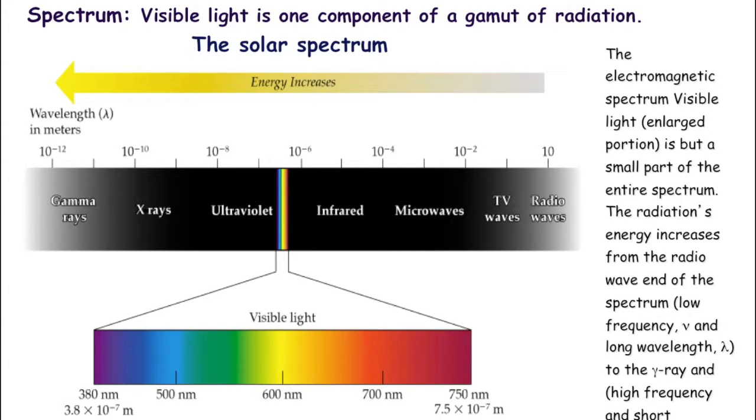So, if we take a look at the electromagnetic radiation series, what we have here is energy going from lowest to highest. The lowest energy electromagnetic radiation is radio waves and TV waves. These have wavelengths on the order of about 10 to maybe 1 meter. That's the size of these wavelengths of light.